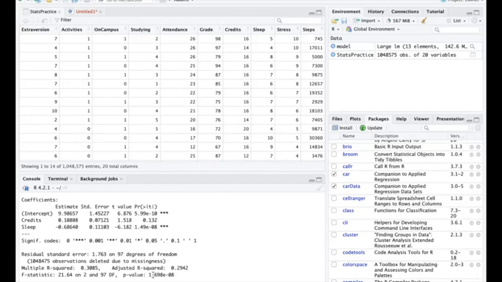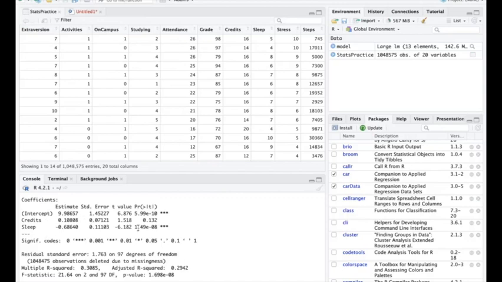We also have some great information here. We have the adjusted R-square value, and that is the percentage of change in stress that can be predicted by the combination of credits and sleep. So in this case, 29.42% of the change in stress can be explained by changes in credits and sleep.